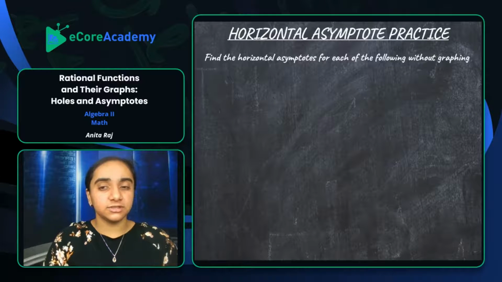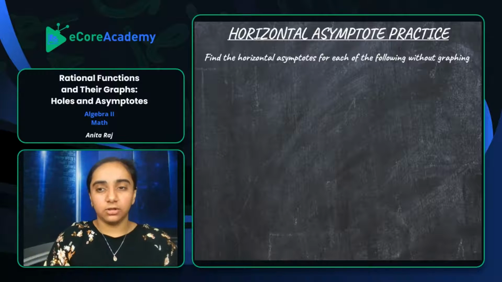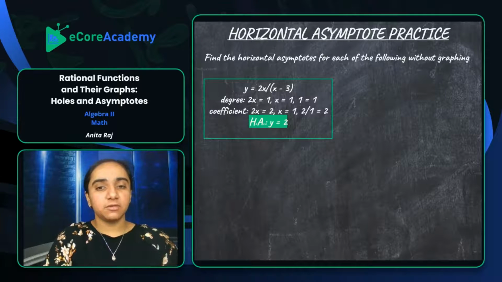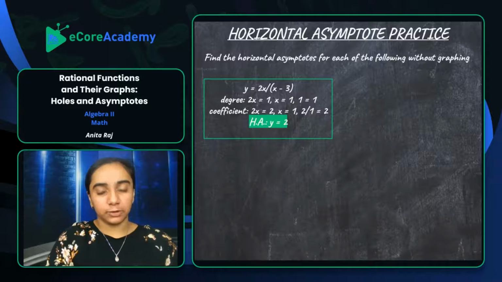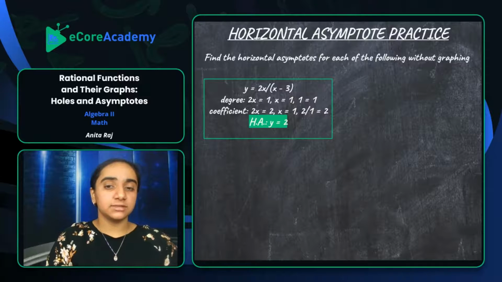All right, so now let's just practice some horizontal asymptotes. We're going to find the horizontal asymptotes of 4 different functions, but we're not going to graph at all. So our first example is y equals 2x divided by x minus 3. We're going to determine the degrees of the numerator and denominator. The degree of the numerator, 2x, is equal to 1.